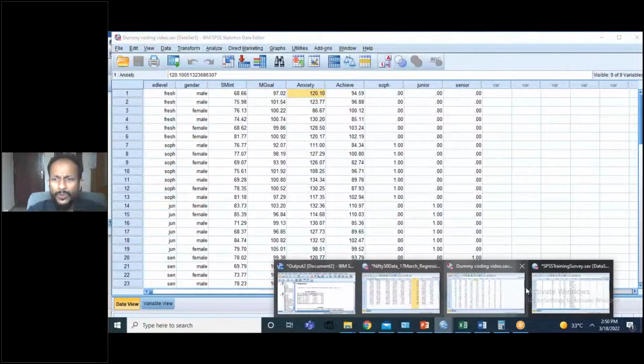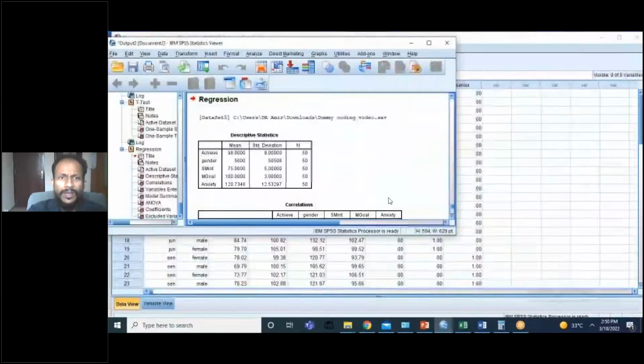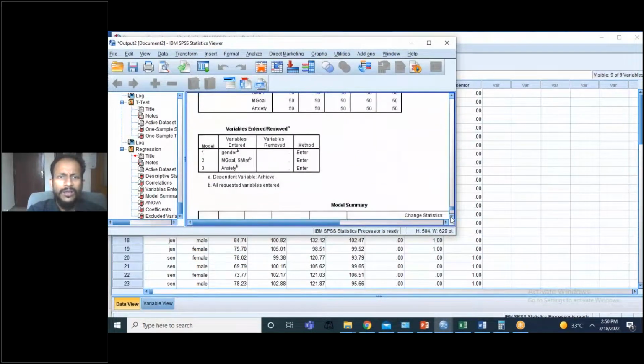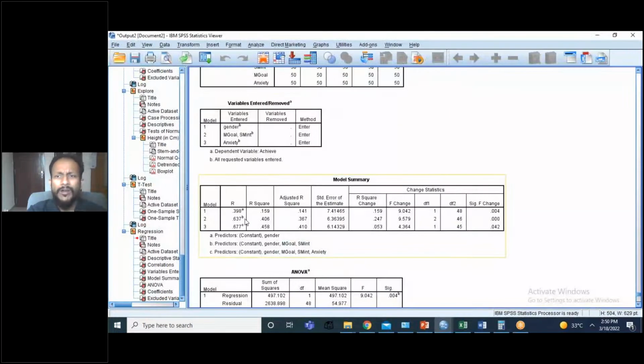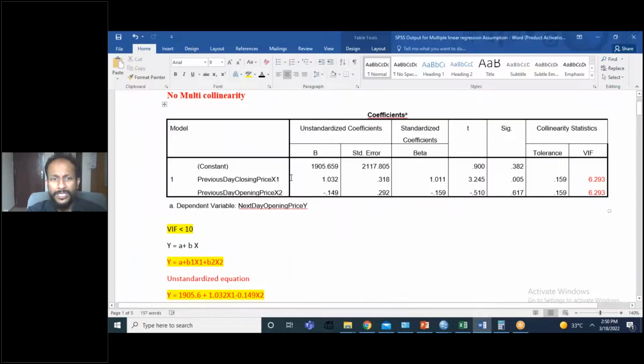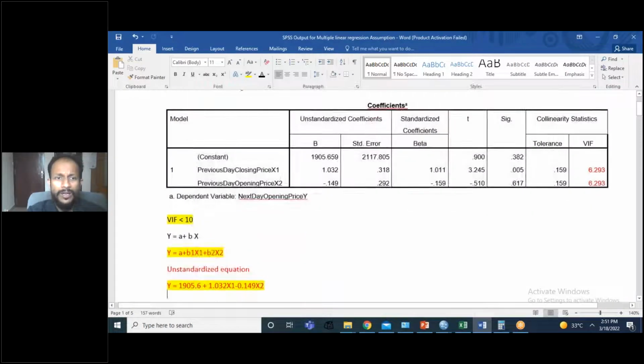I'll show you. Okay, right. So now this is the regression output window. If you can look at this, you can see that we have basically got 3 different models. Just remember, when we talk about multiple linear regression, we have got only one model.